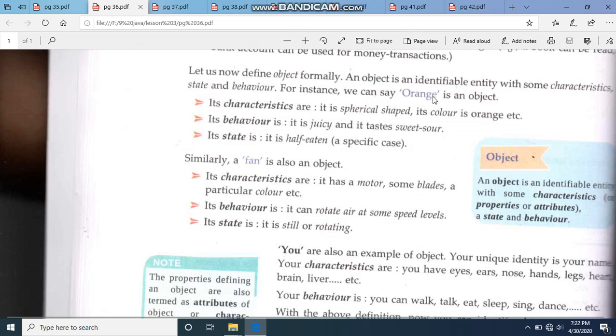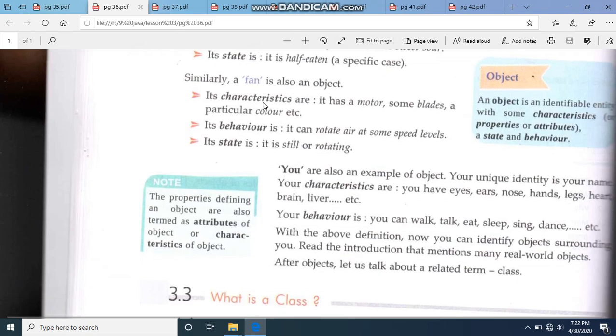Now let us take one example of an orange. You already know that every object will have its characteristics and behavior, and the third form they have given is the state. Characteristic: it is spherical shaped, and the color. What is the color of the object? Orange is orange. Behavior: it is juicy, and the taste is sweet and sour. And what is the state? If you have eaten it, then it is half eaten. If you have not eaten it, that means it is a complete fruit right now.